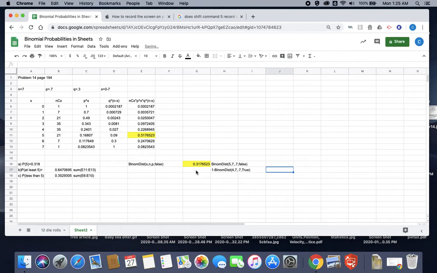Okay. So here we have it written out. So you can see what we're going to do. We're going to do the exact same thing over here, but we're going to put an equal sign in front of it. So let's try it. Equals 1 minus binomial distribution, 4 total number of successes, 7 trials, 0.7 probability of success, and the word true, meaning we want it to do a cumulative probability.